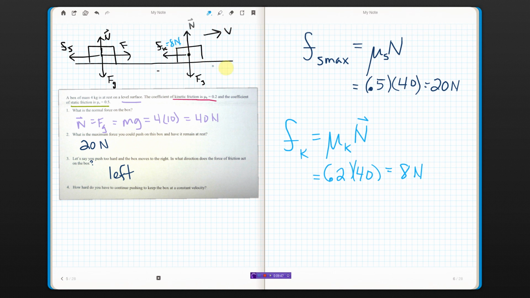Okay. So what I have here is, this is 8 newtons. Now, if I want this box to move at a constant velocity, I need the net force to be 0. Because if it's a constant velocity, then acceleration is 0. So the net force needs to be 0. So right now in the picture, these cancel out, but I've got this 8 to the left over here that's totally messing me up. That means I must push 8 newtons to the right to cancel it out and have a net force of 0. So how hard do I have to continue pushing to keep the box at a constant velocity? Well, I need to push exactly as hard as friction is fighting me, so that would be 8 newtons. That's it.